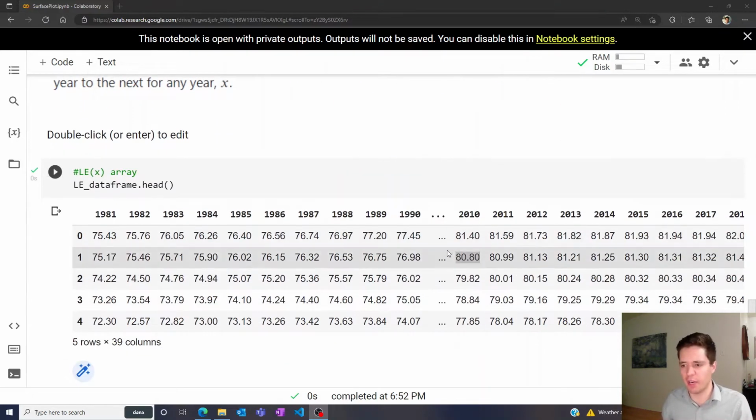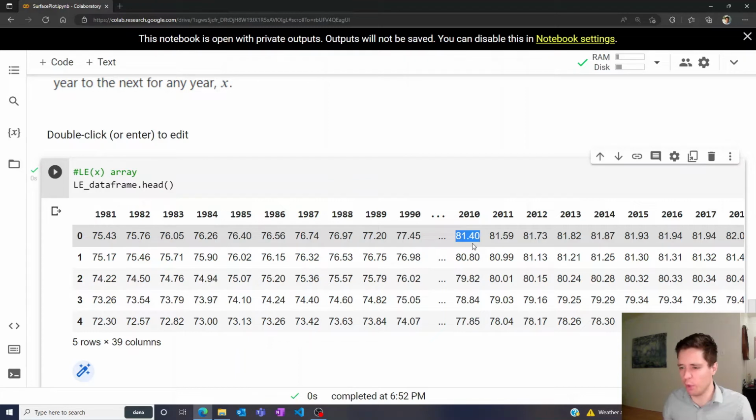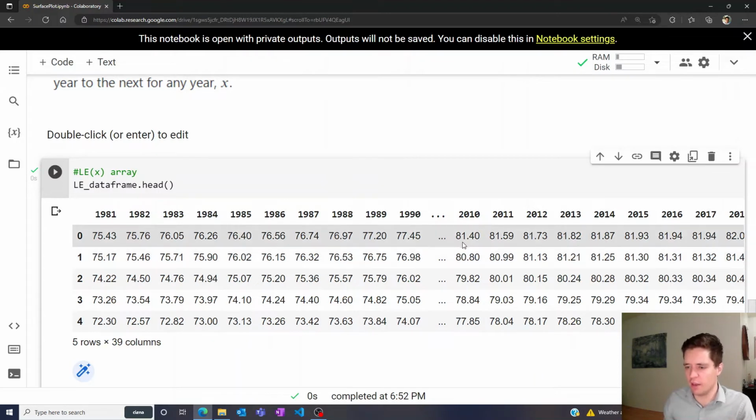So let's take a look at the data frame we imported. Basically here for the year 2010, if you're 0 years old, you have a life expectancy of 81.4 years. If you're 1 year old, you have a life expectancy of 80.8 years. So right now we want to take the first entry in this data frame and divide it by 1 plus the next one. We want to do that for every single column, every single row.